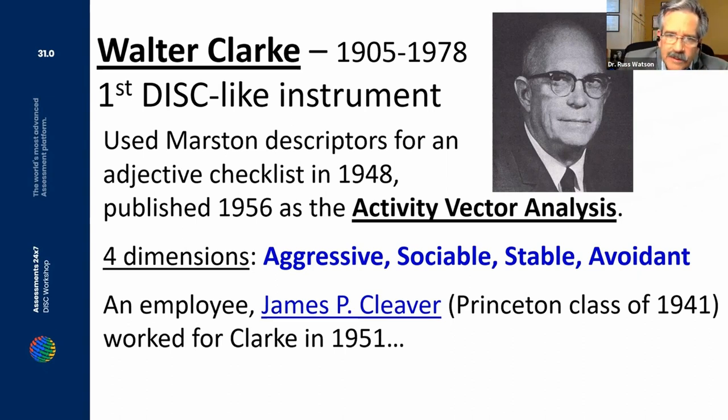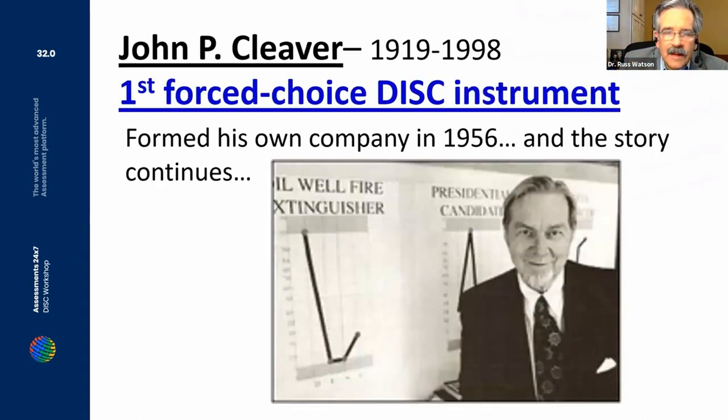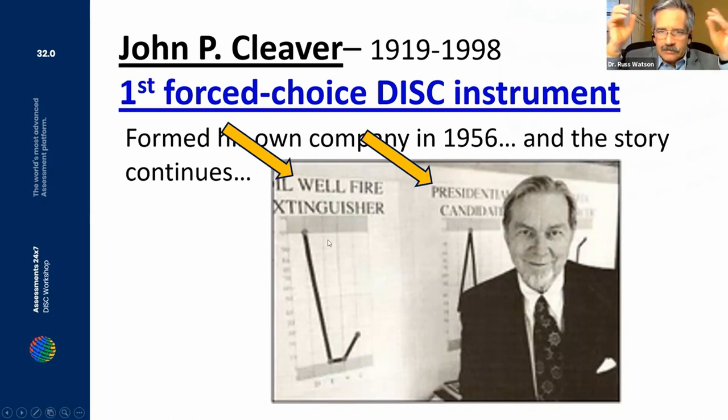Clark had an employee. The employee's name was James Cleaver. Graduated from Princeton, he worked for Clark in 1951 on instrument development. Cleaver left, formed his own company in 1956, and the story continues from there. Cleaver wrote the first forced choice DISC instrument. In back of Cleaver are some of his charts. You're going to notice the pure high D here. He calls the oil well fire extinguisher, the person who gets it done. Of course, Assessment 24/7 calls the pure D the producer. In back of him here is the presidential candidate, pure high I. Assessment 24/7 calls it the networker, which are more friendly, embracing terms than what Cleaver had.